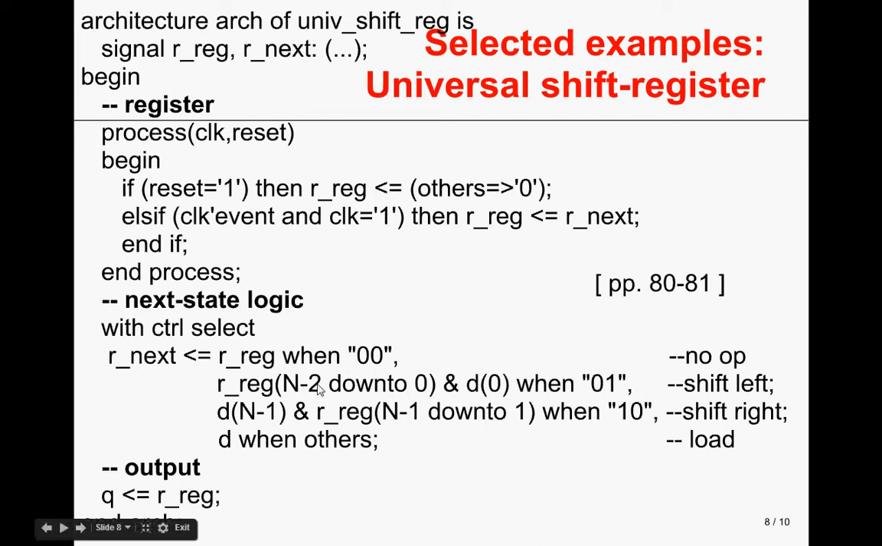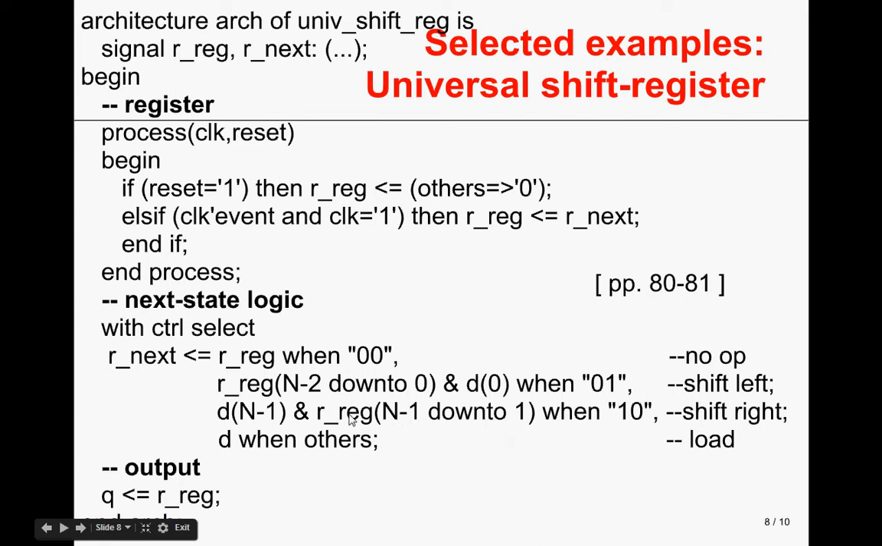And we have done so by concatenating those bits that were to the right with the least significant input. Now when we want to shift right, this means that the bit taking the rightmost position will be discarded when it is shifted out.